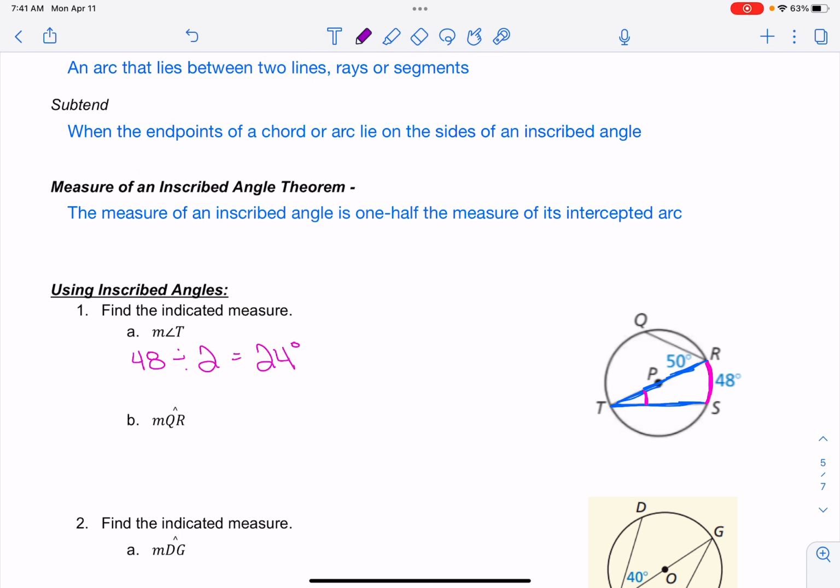Let's do a different color. So then our next one, we need to find the measure of arc QR. So now we need to find this measure here. So we need to find this outside guy. So this is where you kind of have to start looking at the bigger picture and figure something out, because we don't have an angle measure that would help us find that arc measurement.